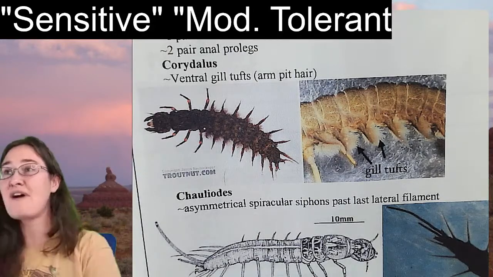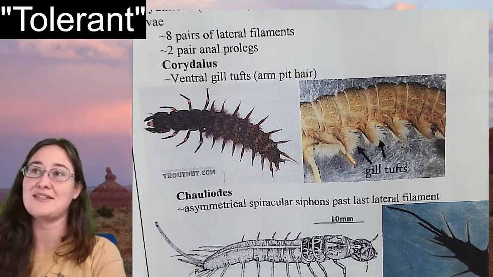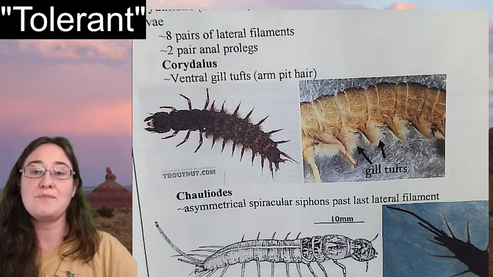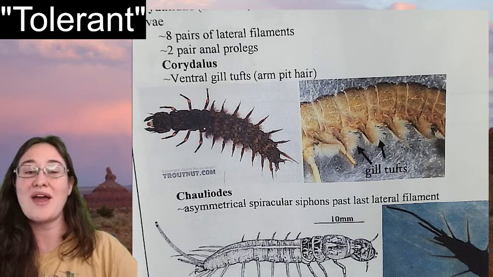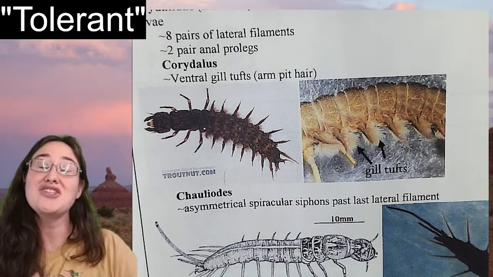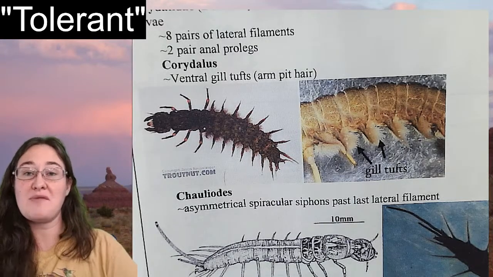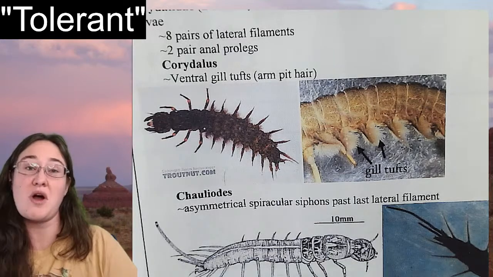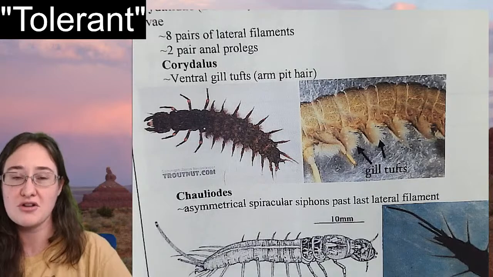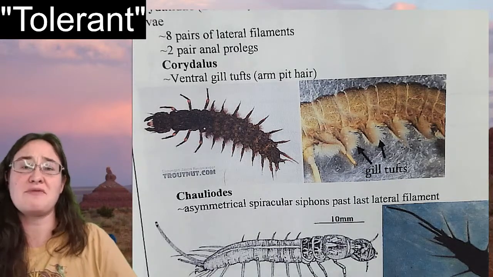And then finally, you have what we would consider the tolerant insects. Those are insects that when you see them, it doesn't mean that the water quality is bad. It just means that they could live in really gross water too. So it's not telling you much about how polluted the water system is, because they could live in pretty much everything.